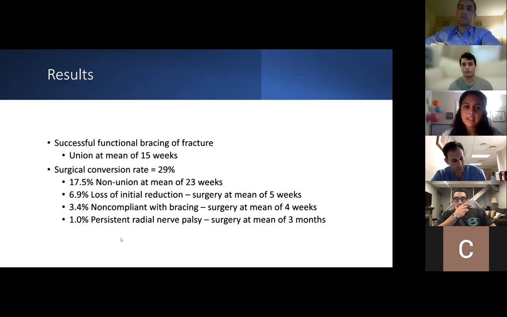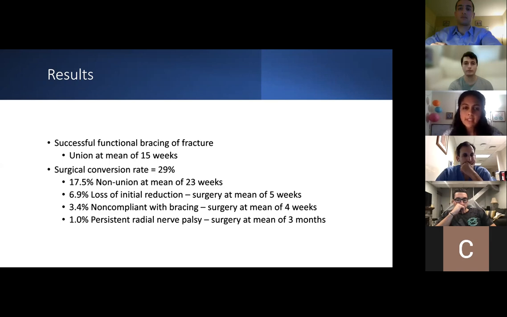The results of the study showed that most individuals, about 70% of them, had successful functional bracing of their fracture, and they showed union at an average of 15 weeks. They did have about a 30% conversion rate to surgery, most of which was due to non-union. That was about 18% of these patients, and they usually saw the non-union at an average of 23 weeks.